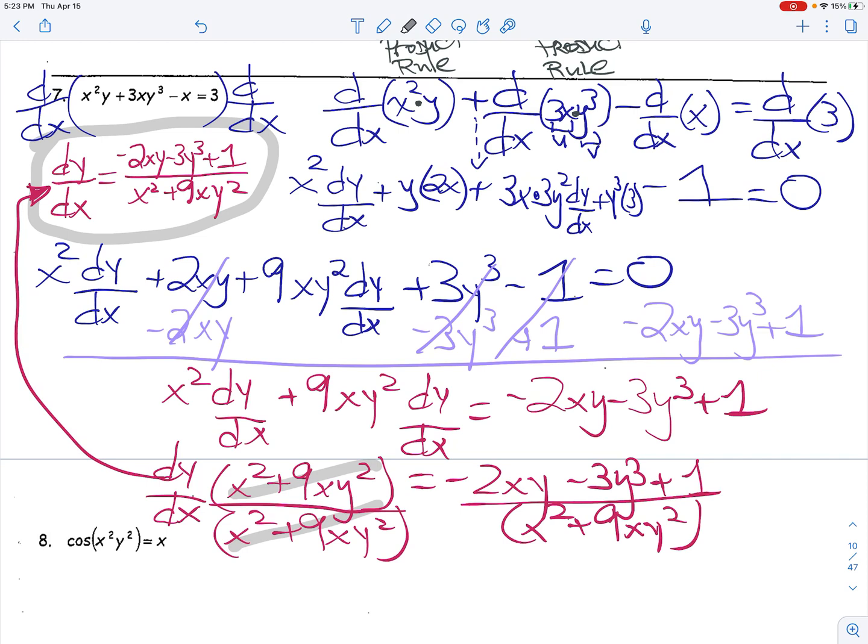Like I said, you could move the dy/dx terms over to the other side, because it was 2 terms instead of 3 terms. You could have done that. It's just that the numerator of our answer here, the signs would be different, right? It would be positive 2xy plus 3y cubed minus 1. And then the x squared and the 9xy squared would be negative. It's fine. It's the same thing. Over negative x squared minus 9xy squared.